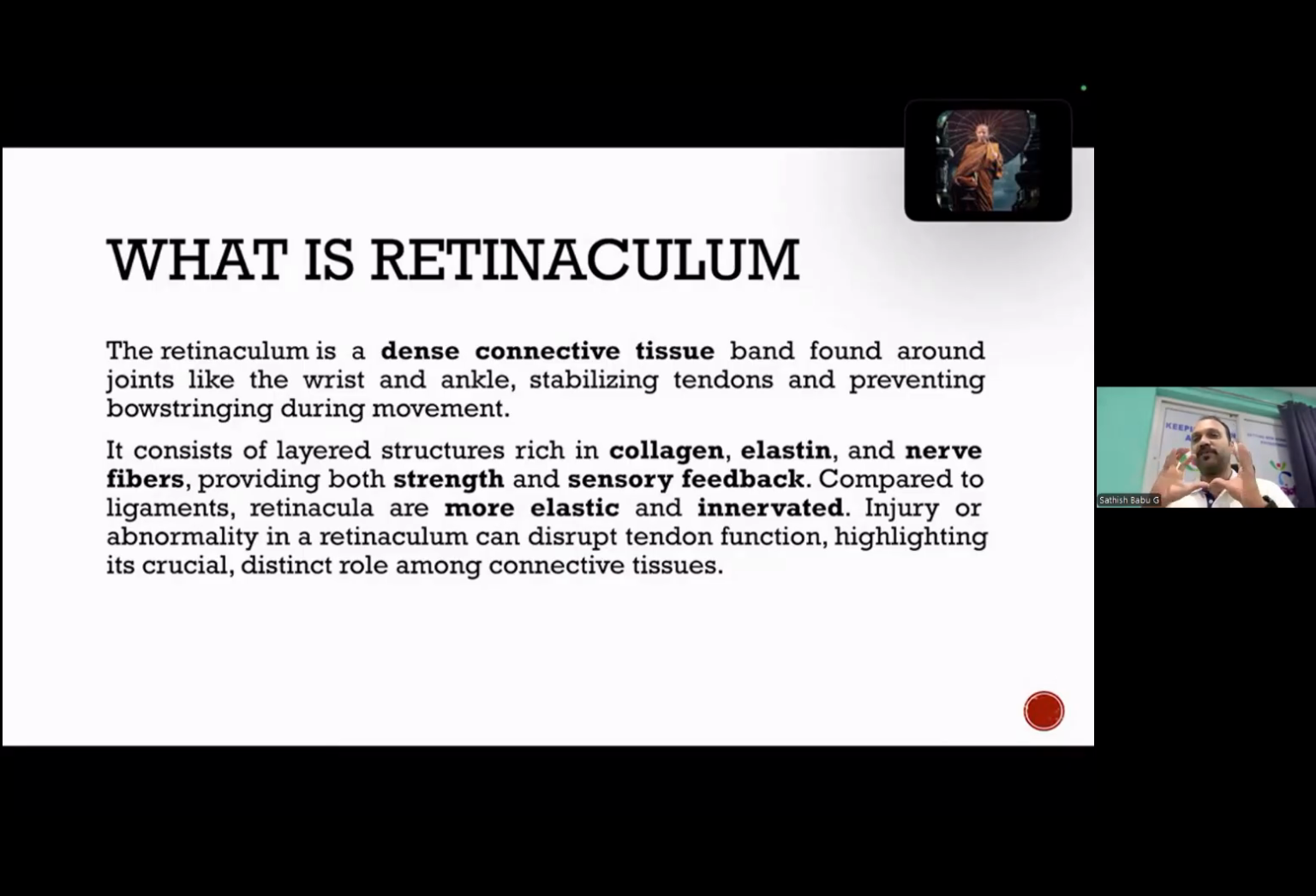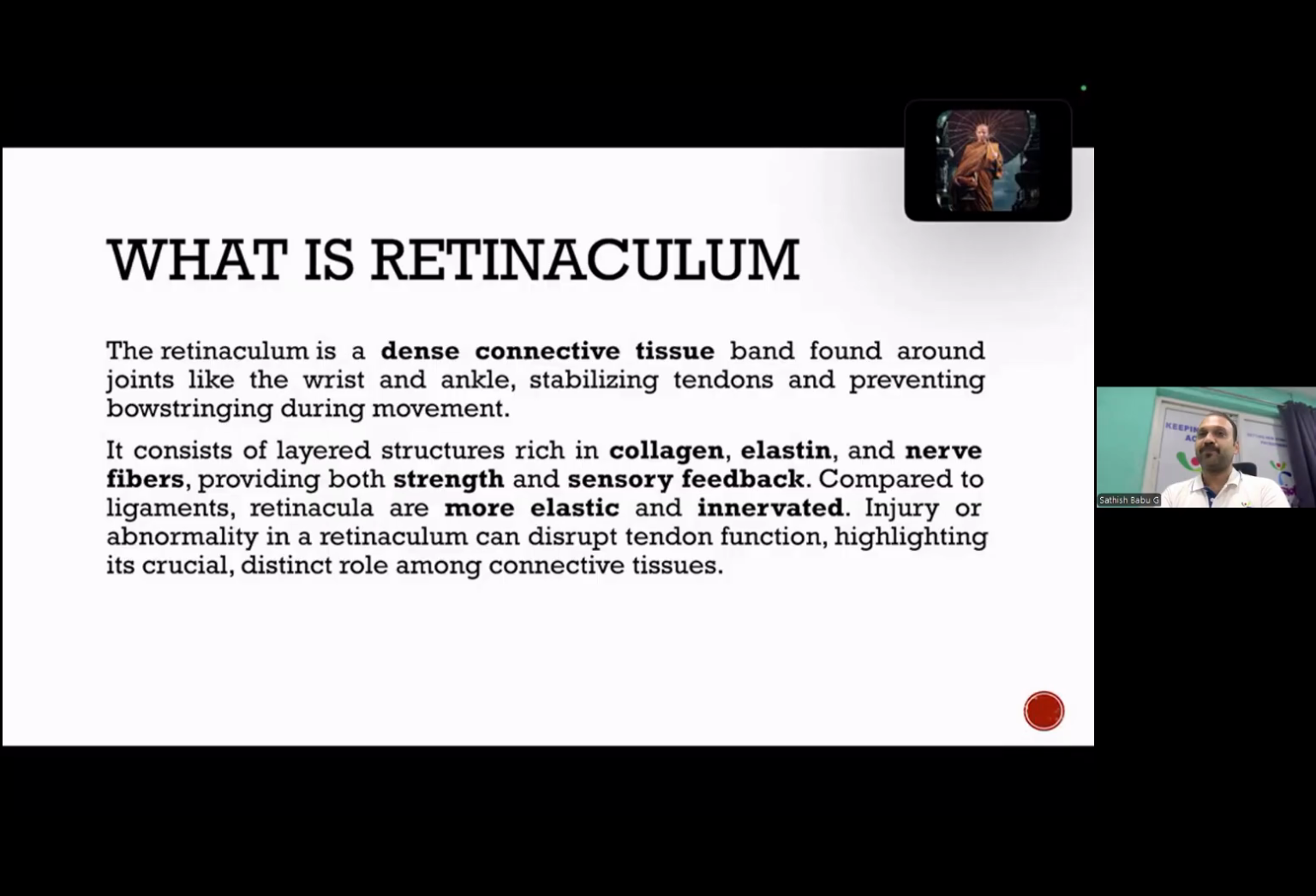Since it's a structure that is just going to hold, there are a lot of sensory nerves around the retinaculum. So when the retinaculum gets injured, it is going to be very painful because it transmits more sensory input to the brain, which can be perceived as a pain sensation. So that's why the nerve is there. All these collagen, elastin, and nerve provide both strength and sensory feedback to the brain.